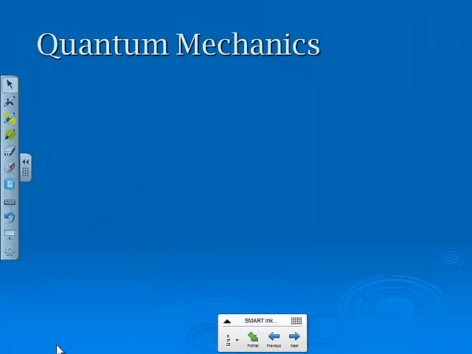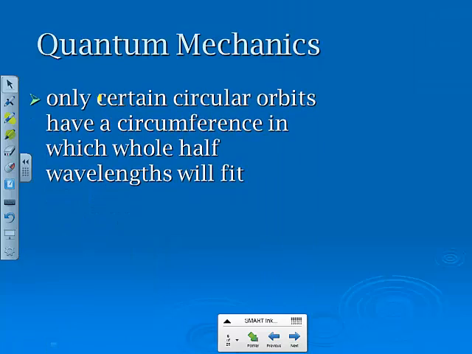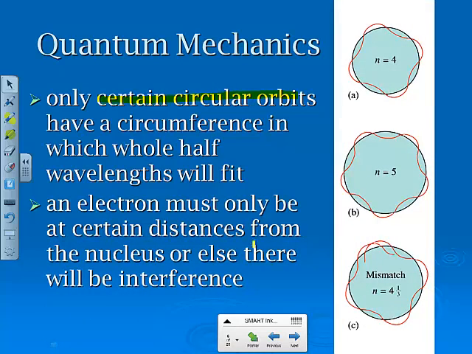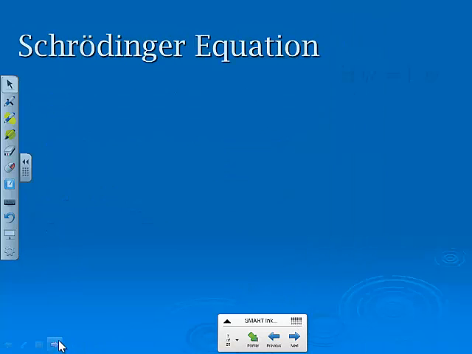Now with quantum mechanics, again, some of the ways they got there: only certain circular orbits have a circumference in which half the wavelengths will fit. And an electron must only be at certain distances from the nucleus or else there will be interference. The big take-home message is the idea that if you see this wave, it comes out to be equal. This one comes out to be equal, and this one is a mismatch. So there were numbers that did not work, and that's really what I need you to understand: 4 1/3 does not work. 5 works, and 4 works for these energy levels.